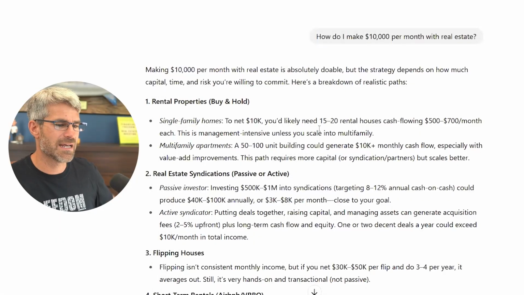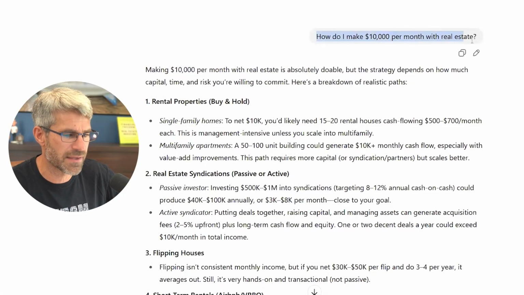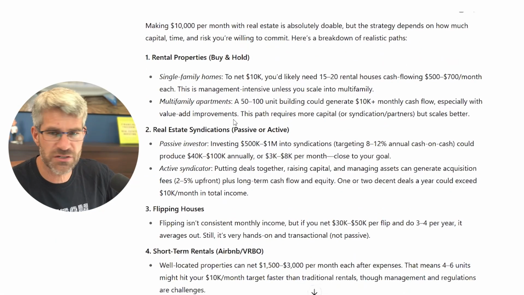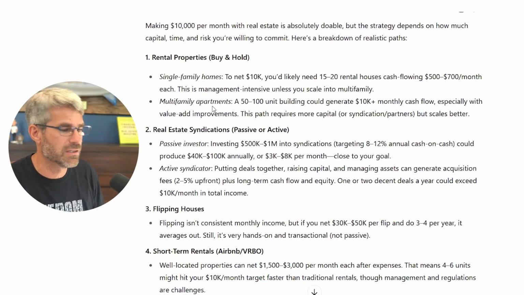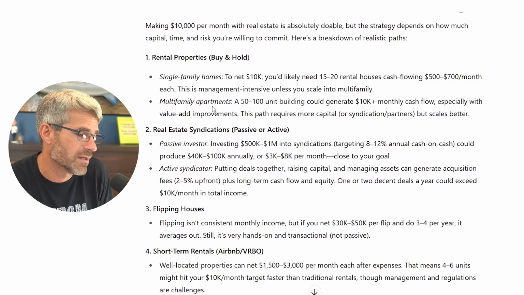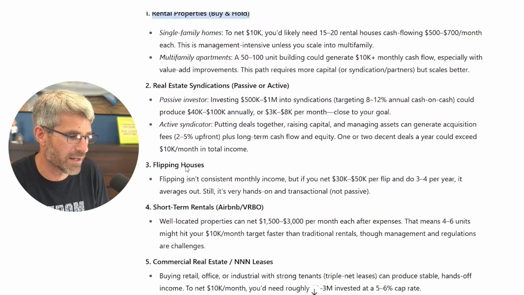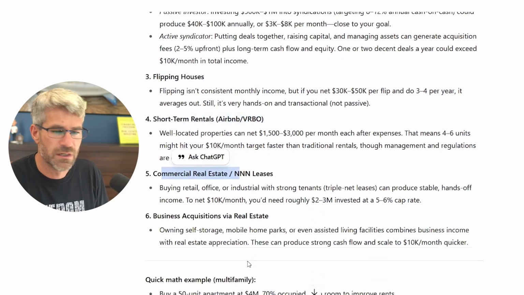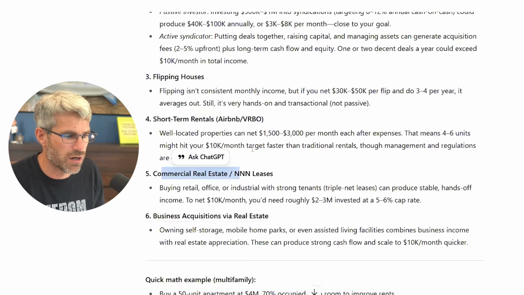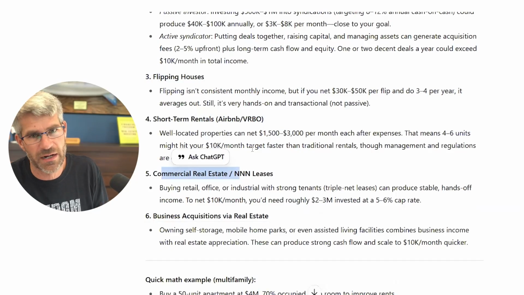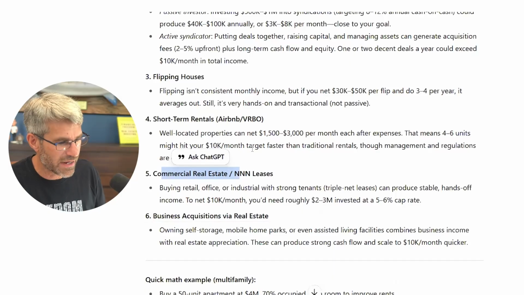So what I did last time here is I asked the chat, how do I make $10,000 per month with real estate? And it really just covered the gamut. The only thing it probably left out was maybe pad splits and co-living, but it has rentals here, some syndications, flipping, short-term rentals, commercial. They basically cover everything. The question is, well, which one? And it lists you pros and cons. Well, this is good, this is bad, this needs money, this doesn't need money. And so it's not very useful.